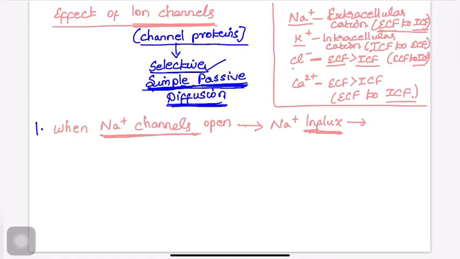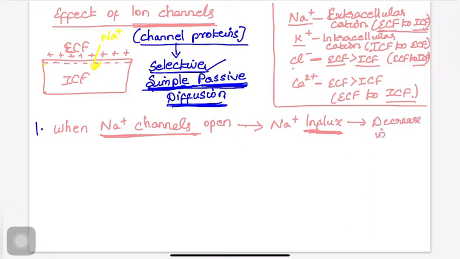So what will happen when sodium moves inside the cell? As we know, this is ICF and this is ECF, and the membrane is at rest. It will be in a polarized state, which means inside is negative and outside is positive. So when sodium enters the cell, as positive charges get in, this positive charge will neutralize some of the negative charge and decrease the number of negative charges inside the cell. So there will be a decrease in negative charge.